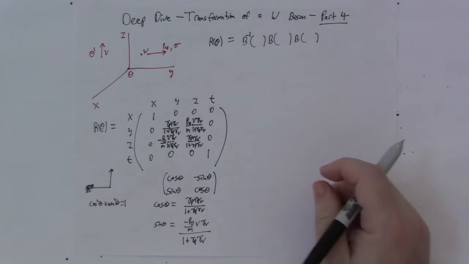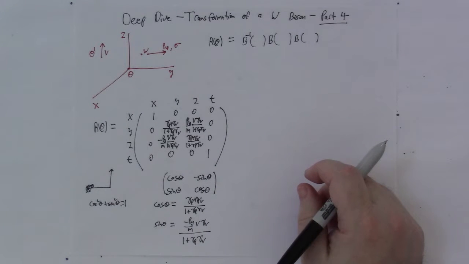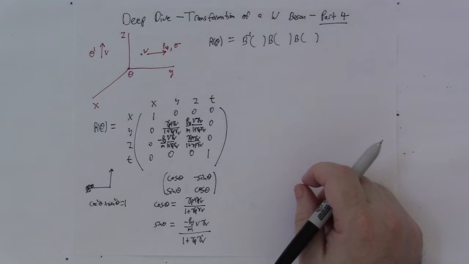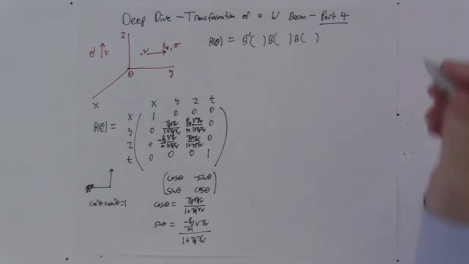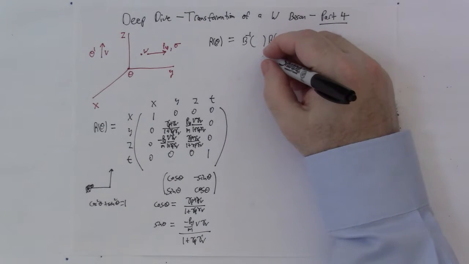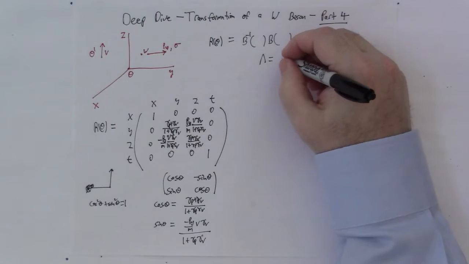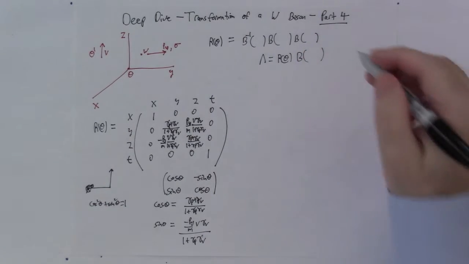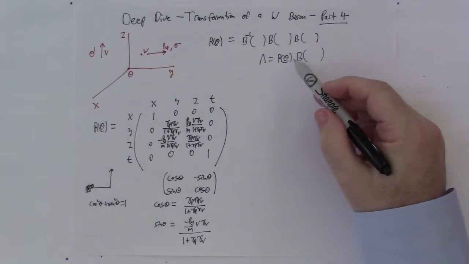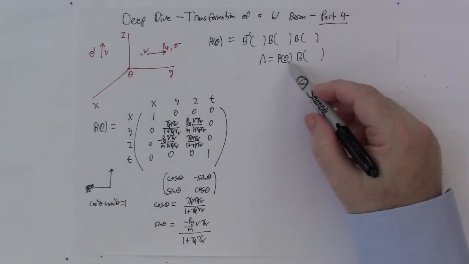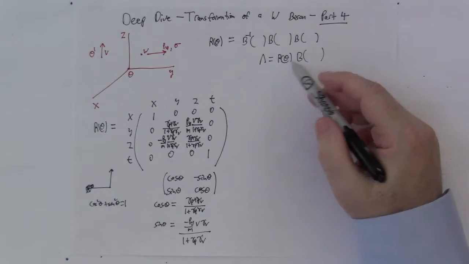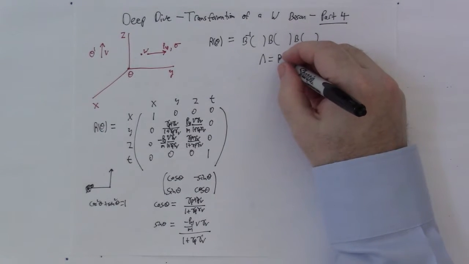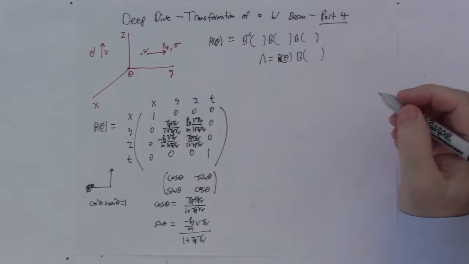So we have our rotation matrix, and remember our Lorentz transformation is essentially lambda equal to a rotation matrix, which we just calculated, times a boost with some parameter. As I said, the boost doesn't change the spin components, so if I want to get the new spin components, I just have to do the usual rotation matrix.